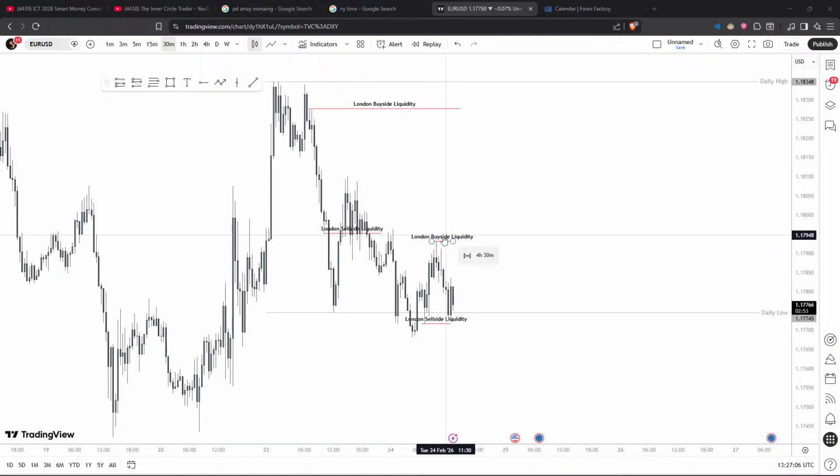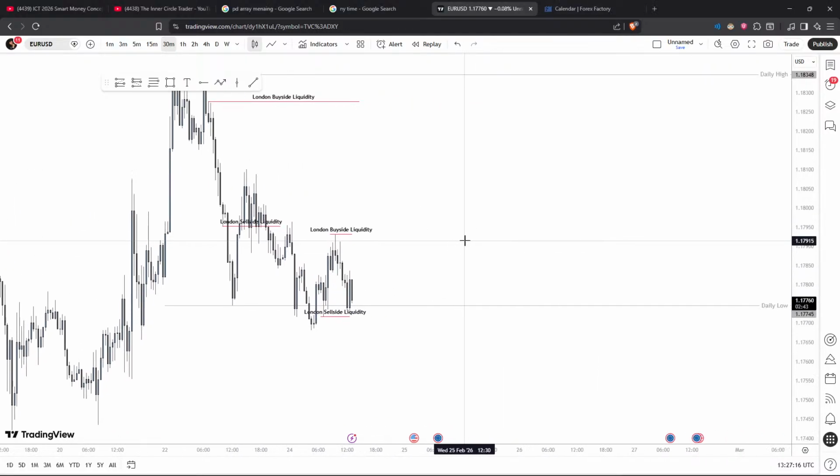Then we moved up to the upside to create some buy liquidity at this sell side liquidity. And then we dropped again back down to this daily low, of which we then created London sell side liquidity. So for today's dealing range, we have this to begin with. It's about to be 1:30, which is the New York Open.